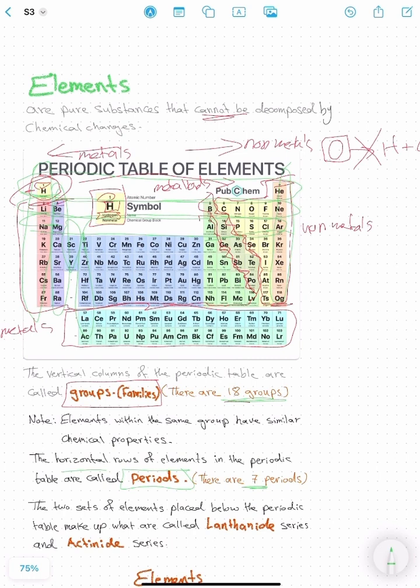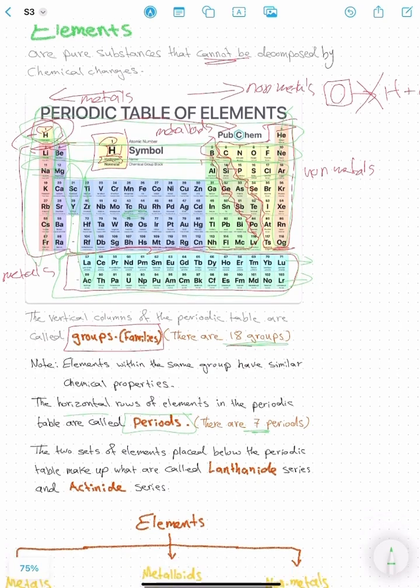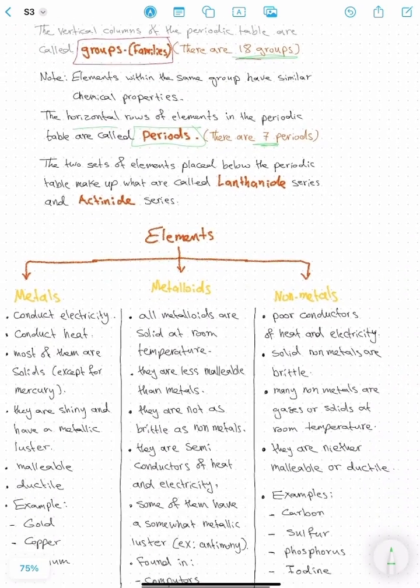7 periods. The two rows beneath the periodic table, the first one is the lanthanide series, and the second one is the actinide series. They belong here with these metals, but because the periodic table would be too wide, that's why they placed them right beneath all the elements. Other than that, we do not have any reason for them to be beneath. These were basic information about the periodic table. We have to know all of them. Let's go to the differences between types of elements.